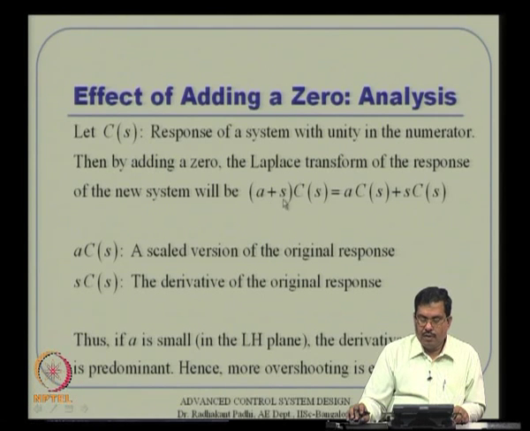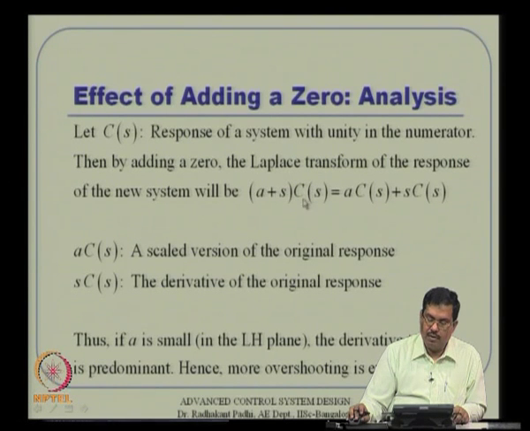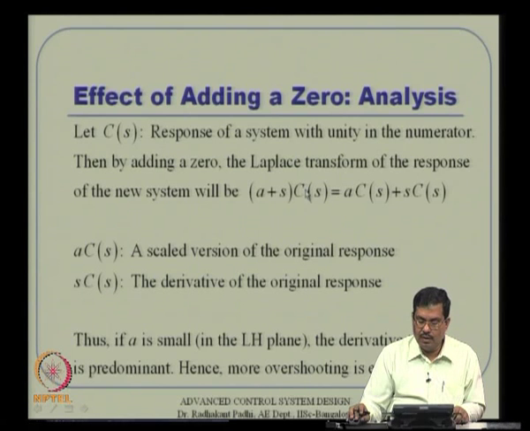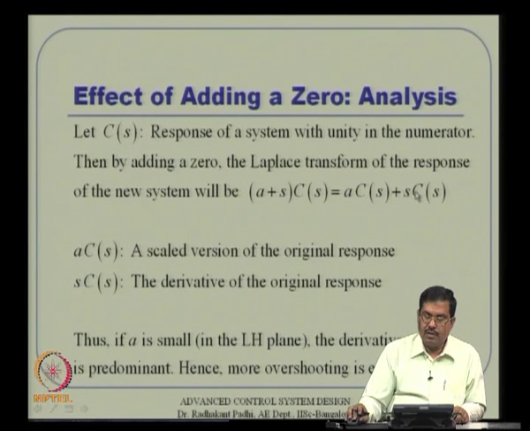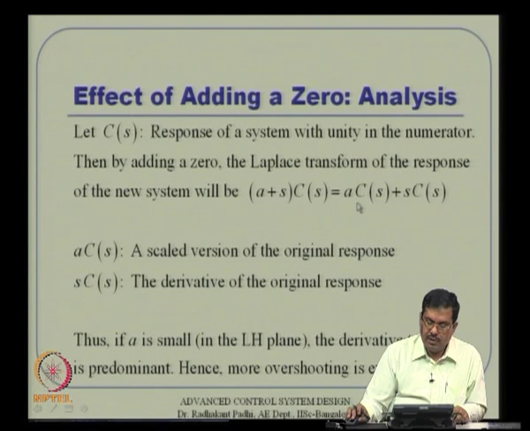Because the Laplace transform satisfies linearity rules, this is essentially nothing but A times C of S plus S times C of S. A times C of S is a scaled version of the original response, and S times C of S is the derivative of the original response. We have seen that: multiplication by S is nothing but derivative, and A is just a gain multiplication. So, if A is small, this term is kind of not there.